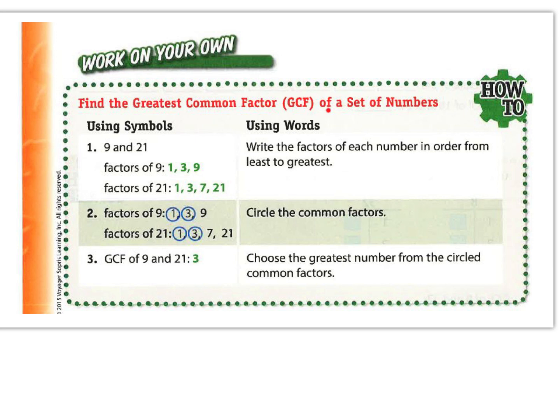So find the greatest common factor of a set of numbers using symbols, 9 and 21. You find the factors of 9: 1, 3, 9. Factors of 21: 1, 3, 7, 21. Then you write those factors of each number in order from least to greatest. I promise it will always help you if you write it from least to greatest. And then you circle the common factors, so 1 and 3. And then you choose the greatest number from the circled common factors. The greatest one was 3. So the greatest common factor of 9 and 21 is 3.